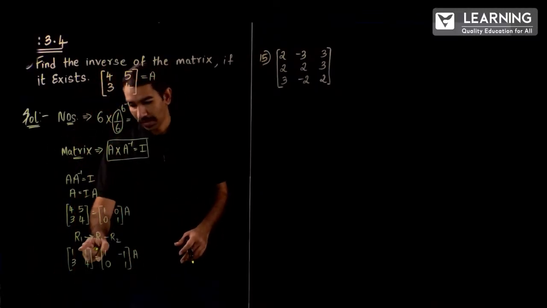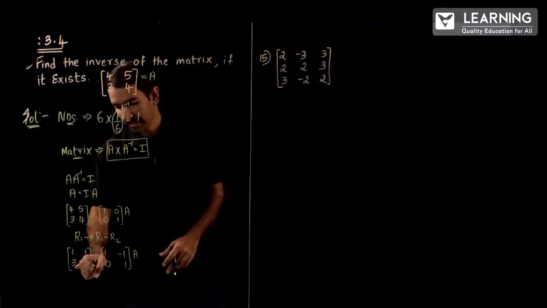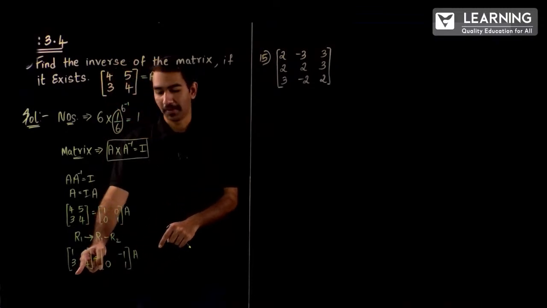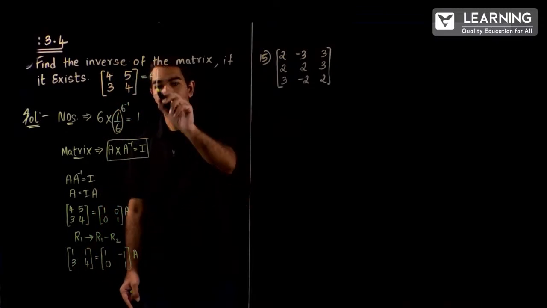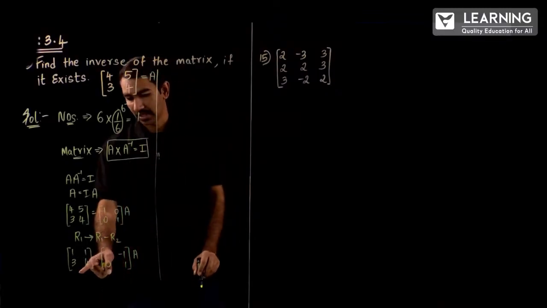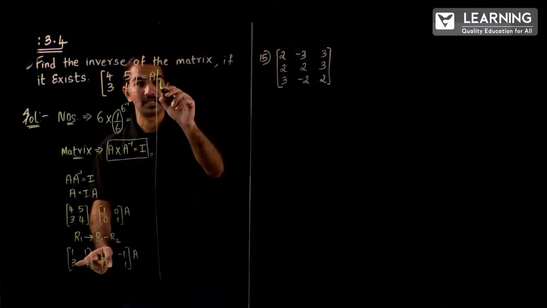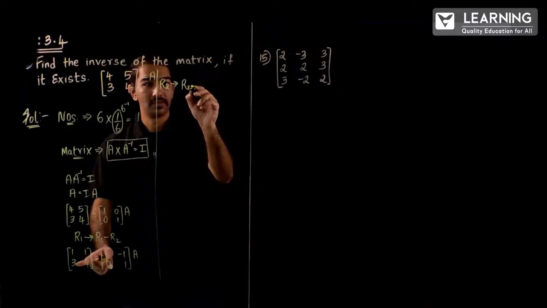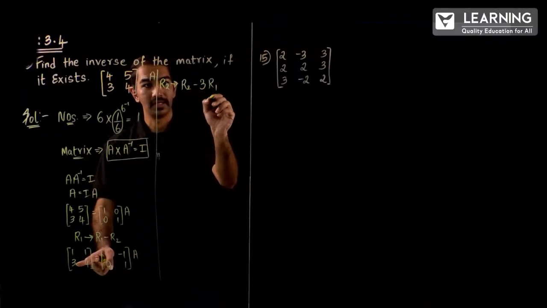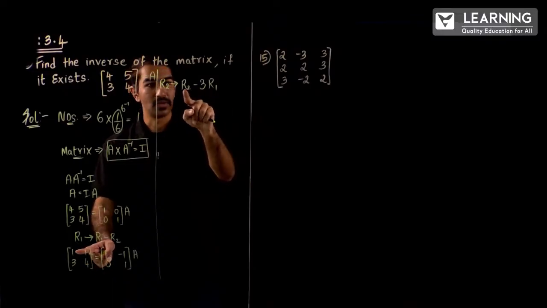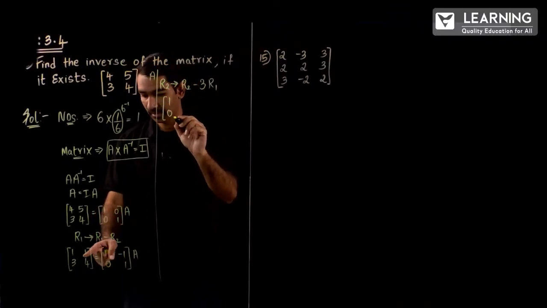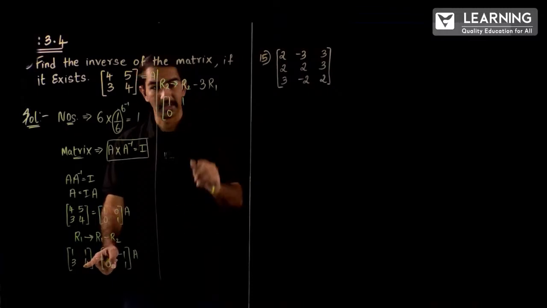Understood? So now we got 1 here. We are going to make this 0 next. How do we make this 0 again? Elementary row operations again. So we'll draw a line here. The next operation we'll be using is R2 equals R2 minus 3 times R1. Correct? What is R2? 3. Minus 3 times R1, which is 1. So 3 minus 3 will become equal to 0. Right? So here you write 1, 0. 1 as it is.